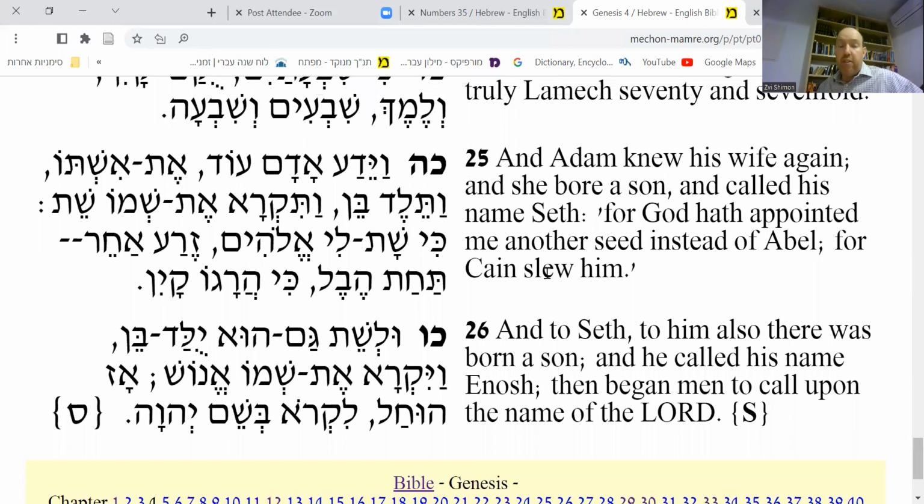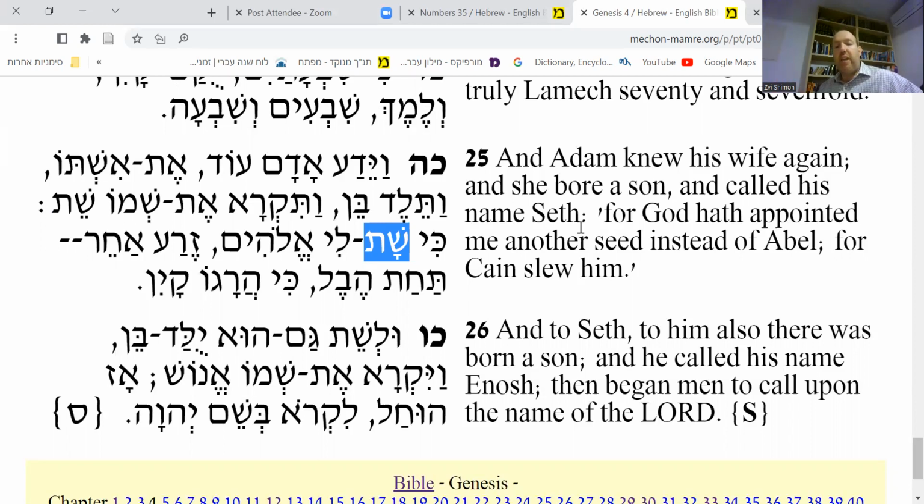And there's another son born to Eve: "And Adam knew his wife again, and she bore a son and called him Seth. For God has appointed me another seed instead of Abel, for Cain slew him." Now, once again, we have the birth of a son, his name and an explanation for the name. And once again, in the English you can't pick up on it, but in the Hebrew, the name Seth is from the word shat, which is explained, "ki shat li Elohim zera acher." God has appointed me another seed instead of Abel, for Cain slew him.